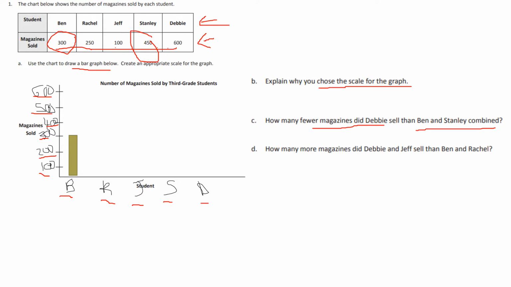Then you're going to tell me how many more magazines Debbie and Jeff sold than Ben and Rachel. So here is Ben and Rachel, and here is Jeff and Debbie. Sorry about all the circles, but on your copy of this, it's going to be a little bit easier. And take your time.